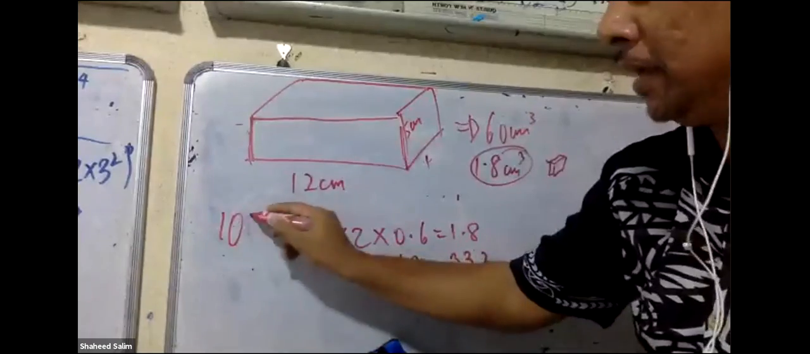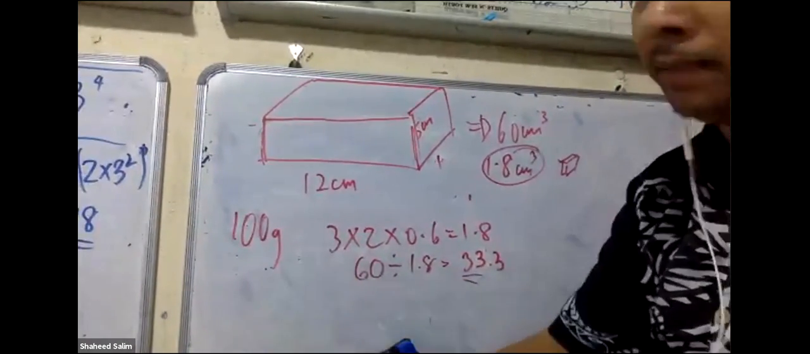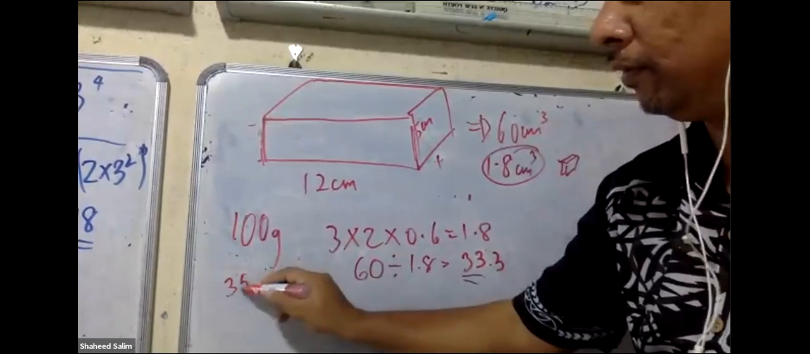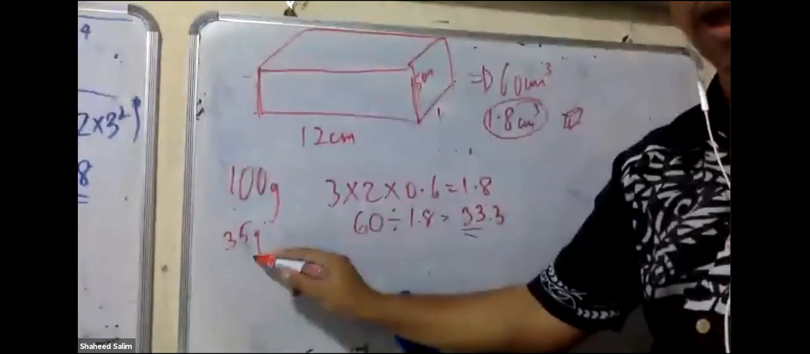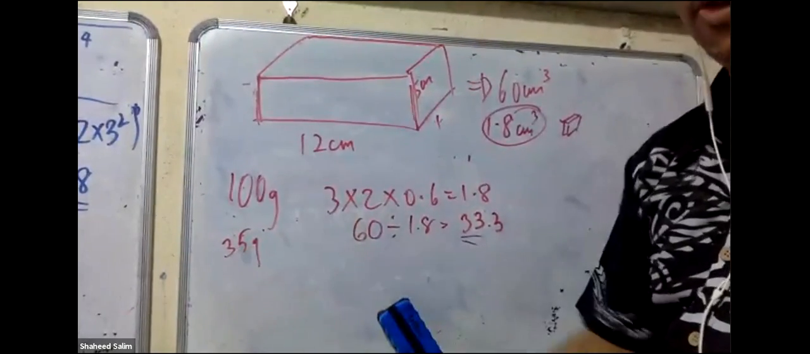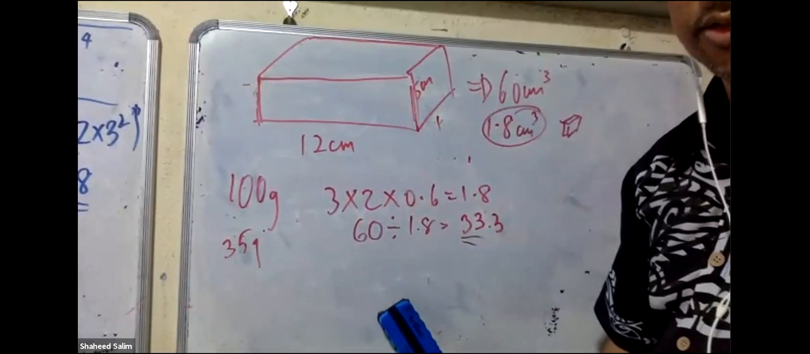Like, let's say mommy has 100 grams of flour, and then you want to make cookies. Each cookie needs 35 grams. How many cookies can you make? So 100 divided by 35, you will get 2 only. 2 and remainder something. Something like that.